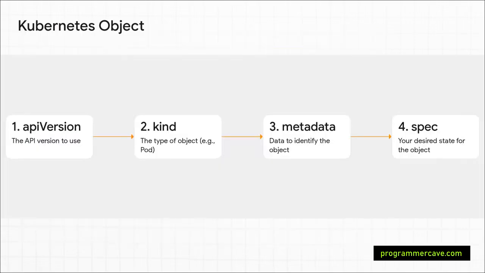And every single one of these objects you define, usually in a YAML file, follows this same predictable structure. You've got API version and kind to tell Kubernetes what kind of thing you're defining. You have metadata to give it a name and some labels, and then you have the most important part, the spec. That's where you describe your desired state, your intent.